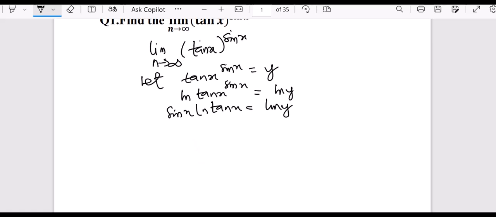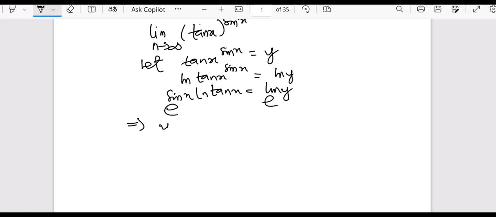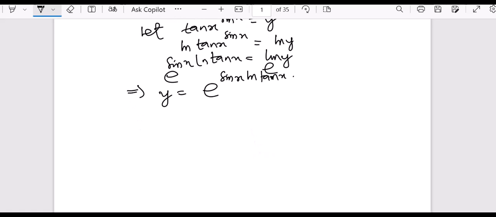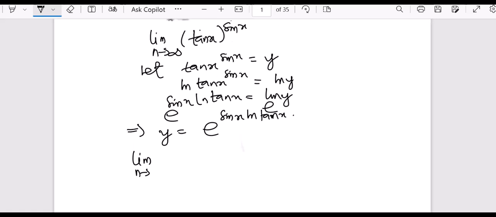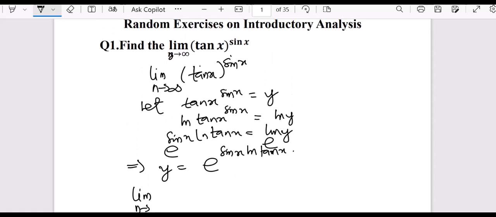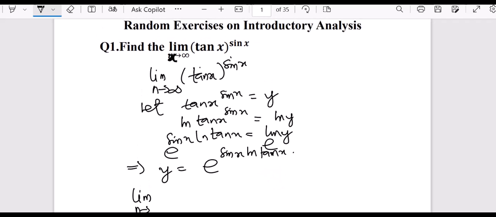Now we then take base e of both sides, so this will imply that y equals e power sine x ln tan x, like this. And so our limit, we can then write it as the limit as n goes to, sorry, this is supposed to be x, not n. As x goes to 0, not infinity, as x goes to 0.